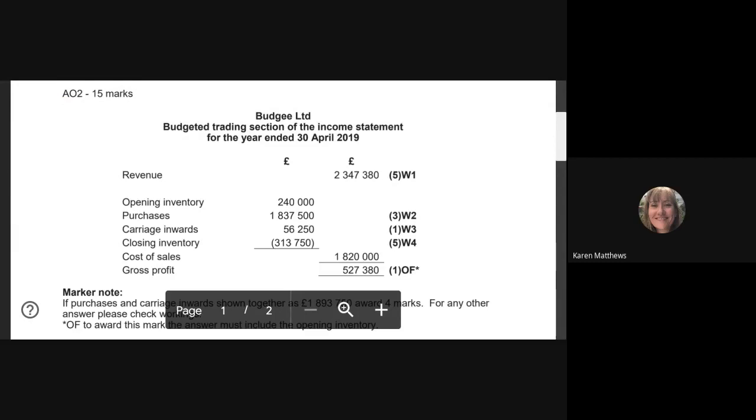profit of 527,380. So if we were asked to comment upon this budget, if we compare that, as Dylan said at the start, the gross profit is lower than last year. So what they've tried to do here is reduce the selling price to increase the volume of sales. They've actually increased in revenue, but because of the increase in the price, the purchase price and the carriage inwards, it's not really worked. They're actually ending up with a lower gross profit figure than they would have done.